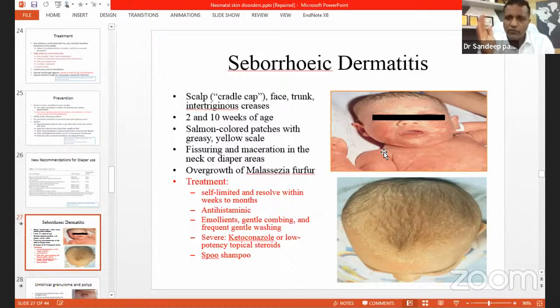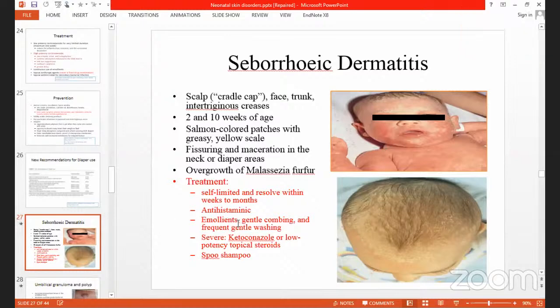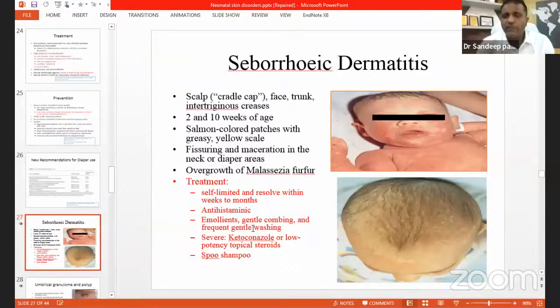So try to remove the oil. I usually tell that whatever you are applying, you stop, try to keep bathing of the child with water only. Don't use any oil, don't use any soap, don't use any powder till that lesion is treated. Then use antihistaminics for erythematous lesions and emollients we consider.